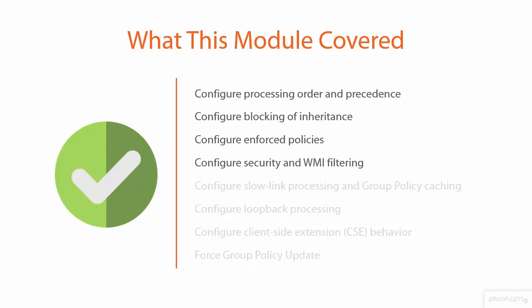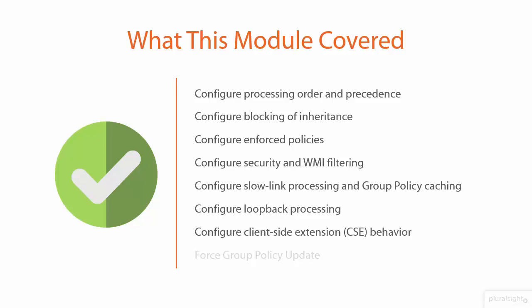We then took a look at a variety of ways that we can configure group policy through slow link processing, group policy caching, loopback processing, and also client-side extension behavior. And then we concluded with a look at group policy update and how you can adjust the refresh interval or demand a client or a series of clients to automatically update themselves with the execution of a couple of commands.